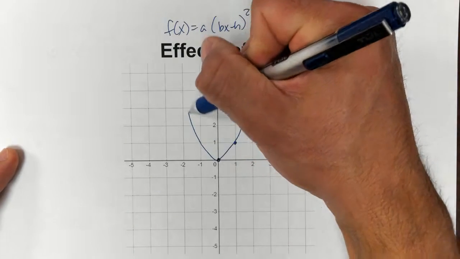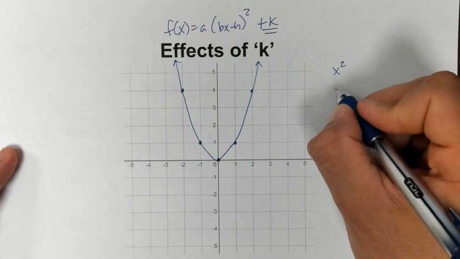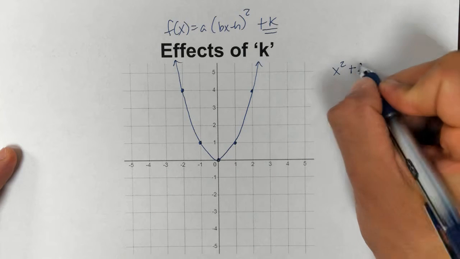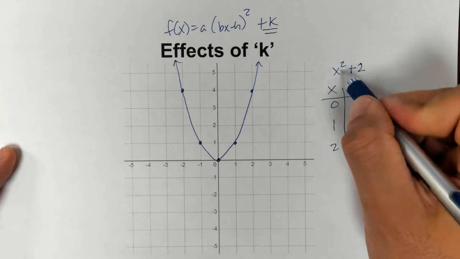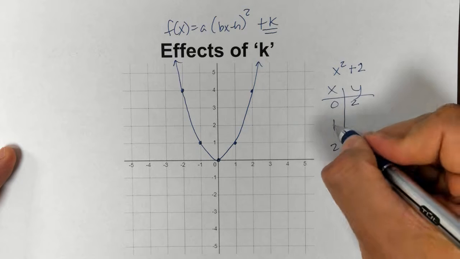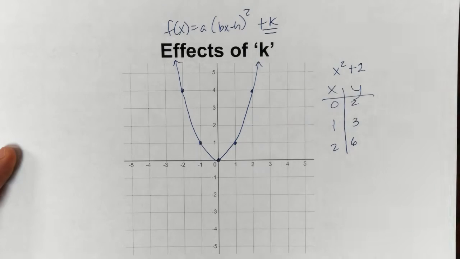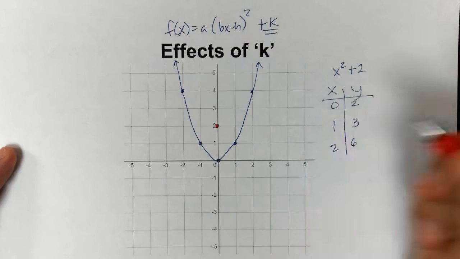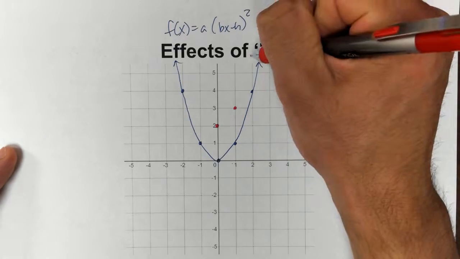What happens when I add a number at the back? So let's say that we do x squared plus 2. If I graph this function, I start at 0, 1, 2. I do the exponent part first. 0 squared is 0, plus 2, I get 2. 1 squared is 1, plus 2, I get 3. And 2 squared is 4, plus 2, I get 6. So where does this land? At 0, I'm going to start at 2 instead. At 1, I'm going to move up to 3. And then at 2, I'm going to go all the way to 6.